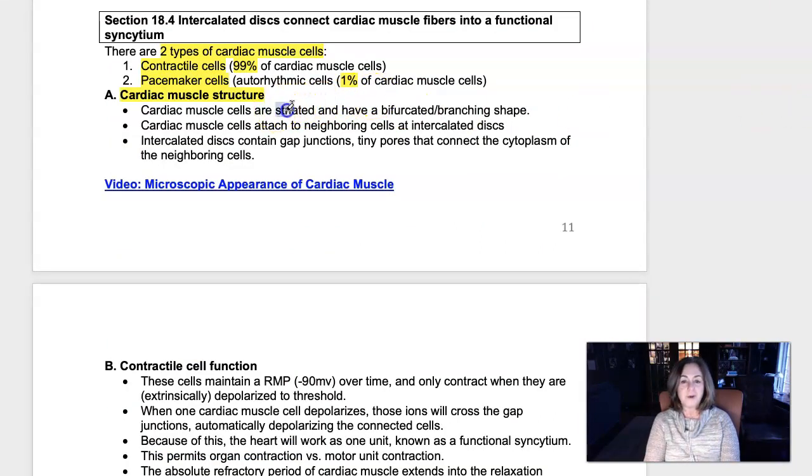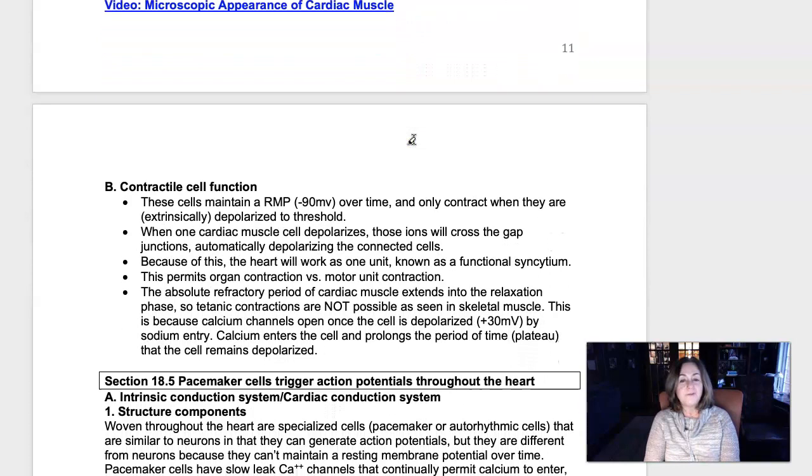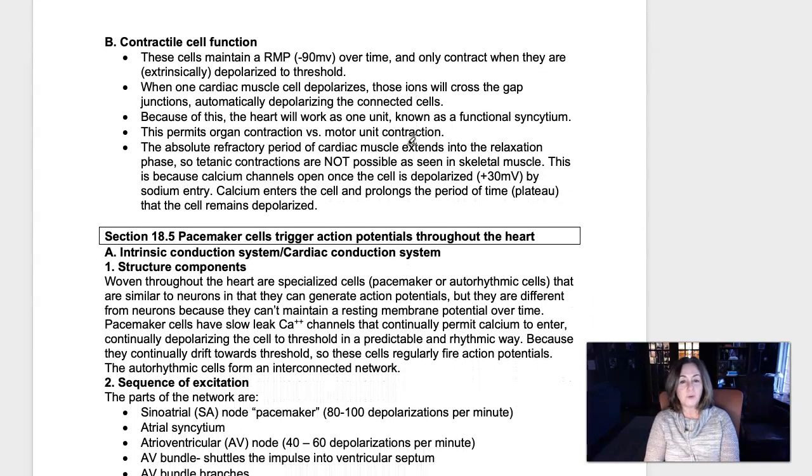Cardiac muscle cells are striated. We looked at that. They are bifurcated, or have a branching structure kind of shaped like a Y. They attach to the neighboring cells in this specialized region called an intercalated disc. And the significance of that is that's where gap junctions are, which are tiny pores that connect the cytoplasm of neighboring cells. So as far as how cardiac muscle works, I would say that there are two main things that make it very different from what we talked about last semester as far as skeletal muscle.